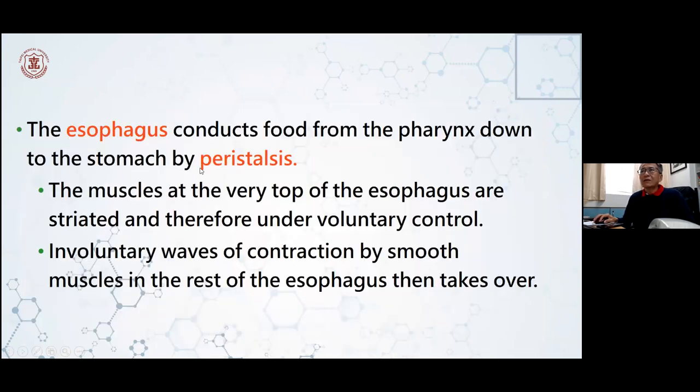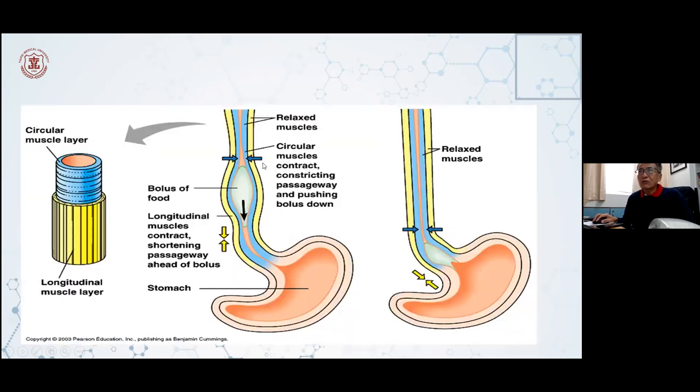So how does peristalsis occur in the esophagus? There are two muscles that control the peristalsis. The muscle at the top of the esophagus is striated, and underneath there are two different muscles. I will show you the slide here.